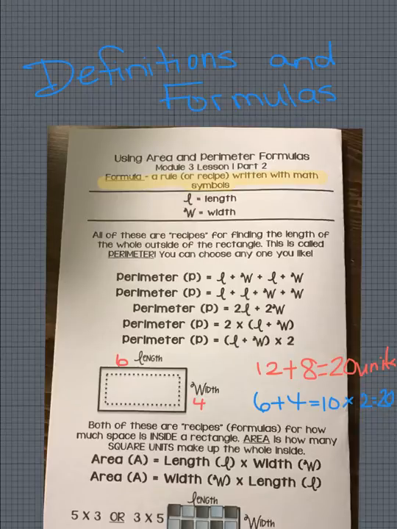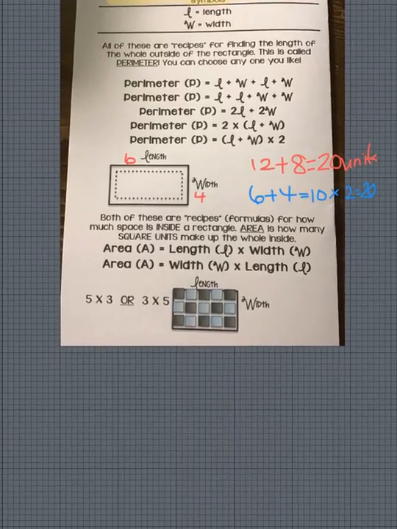All right, so now we're moving down to area. Both of these formulas here are for area. And it says both of these are recipes or formulas for how much space is inside a rectangle. Let's highlight the word inside. Inside a rectangle. Area is how many square units make up the whole inside.